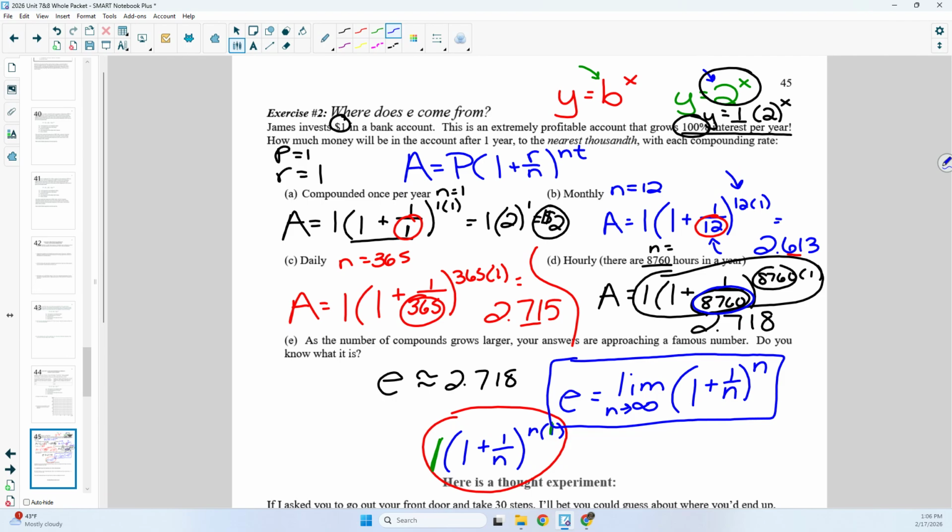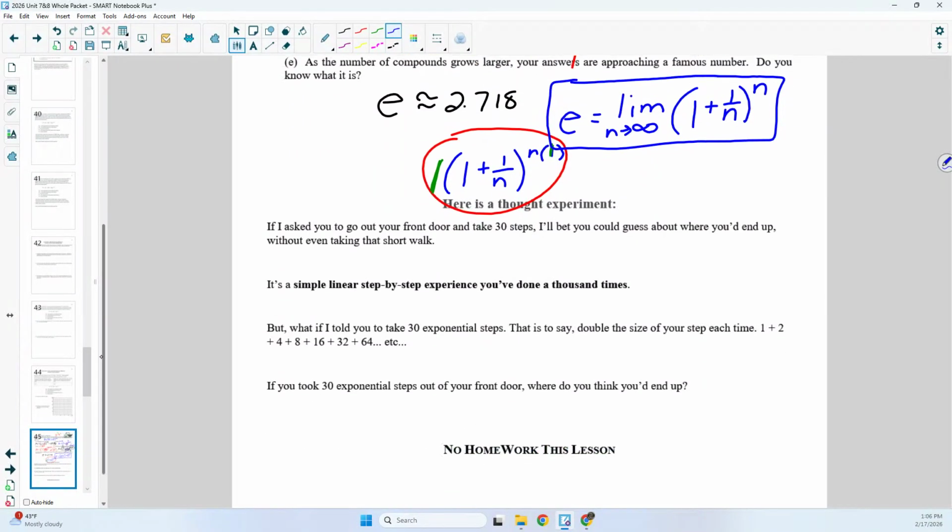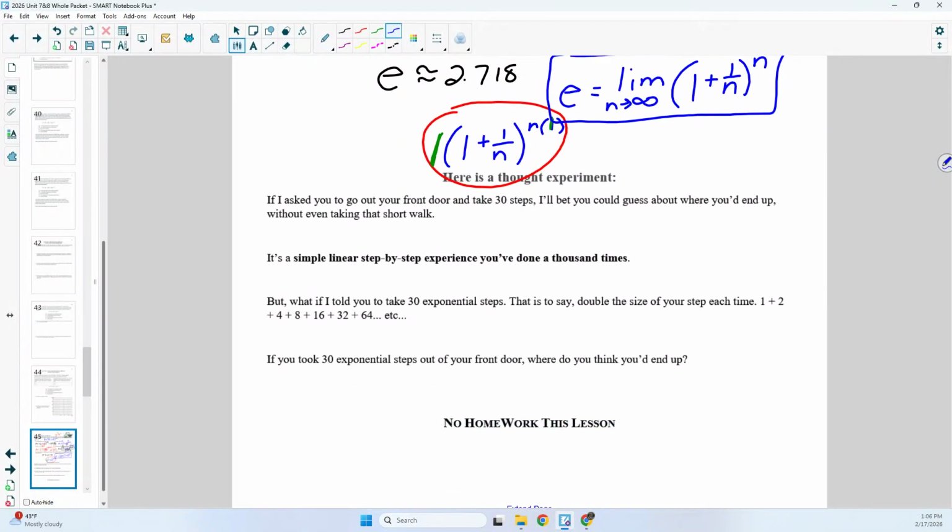So here is the second little idea. I'm going to call this a thought experiment because we're going to think about what would happen and then talk about how it would work. So it says, if I asked you to go out your front door and take 30 steps, I'll bet you could guess about where you'd end up without even taking that short walk. So you could look ahead of yourself and know, I'd be across the street in my neighbor's yard, or I'd be down my driveway to about there, depending on what type of structure you have for your house. And that's because it's a simple, linear, step-by-step experience you've done 1,000 times.